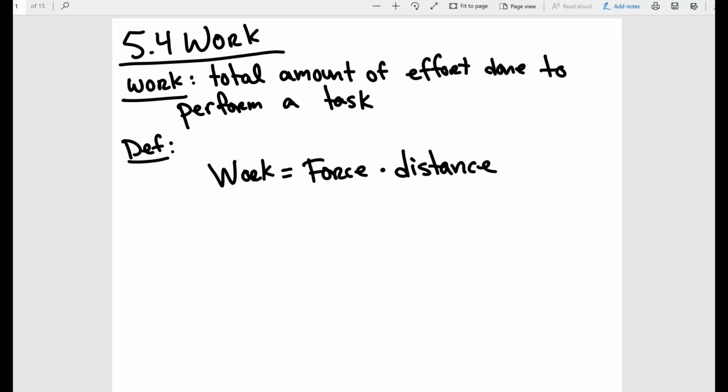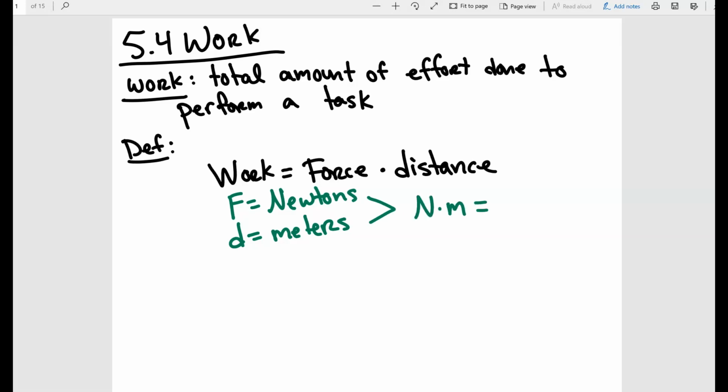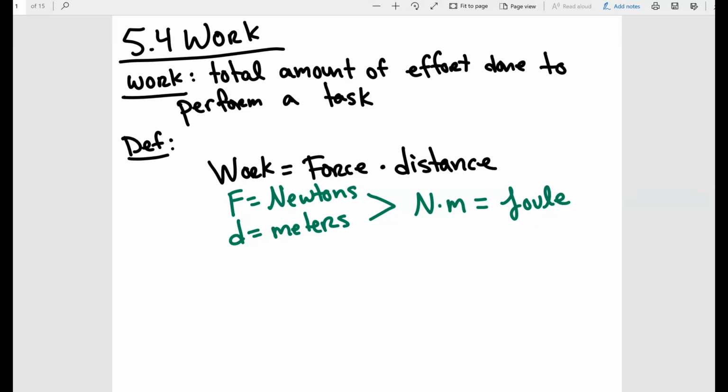So if we want to be able to quantify this a little bit more, we would say that the work is equal to the force times the distance, where this force is some sort of push or pull. So the force, as what we've talked about, is measured in newtons. Okay, and this distance, let's say it's measured in meters. So usually when you multiply newtons and meters, you're going to get a newton times a meter. And there is a special unit for this, for work, and it's called the joule. Okay, so this is how many joules are used to measure work.